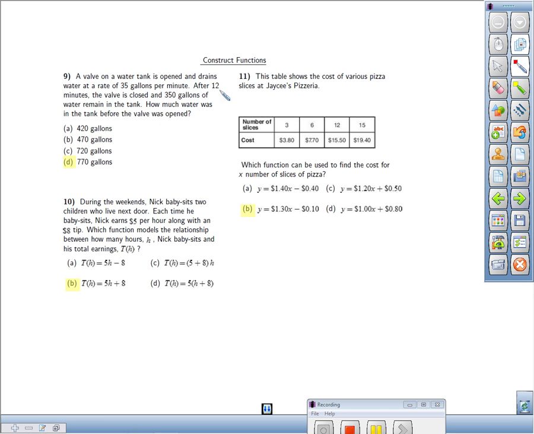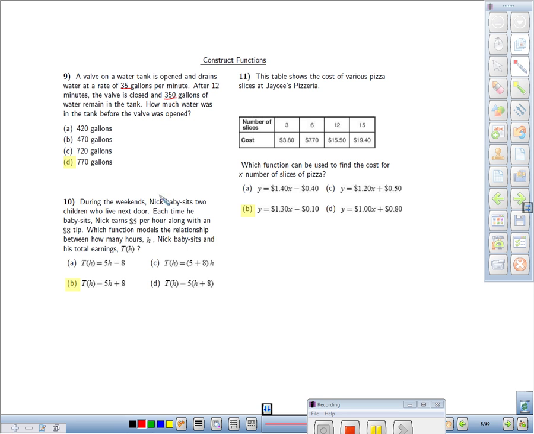All right, moving on. Constructing functions. Let's take a look here. Number 9. A valve on a water tank is opened and it drains the water at a rate of 35 gallons per minute. That's important. After 12 minutes, the valve is closed and 350 gallons of water remain in the tank. How much water was in the tank before the valve was opened?